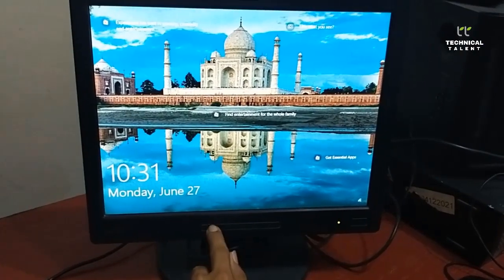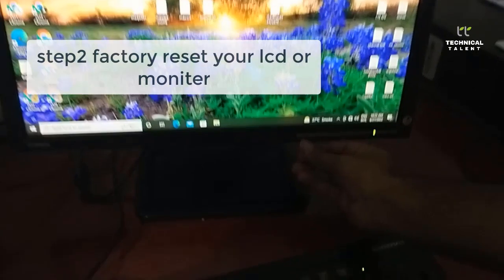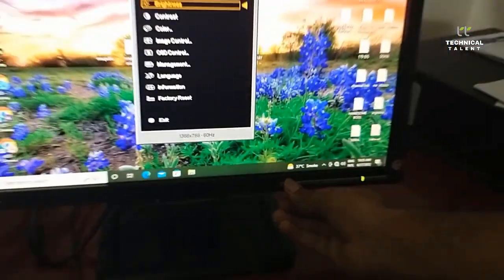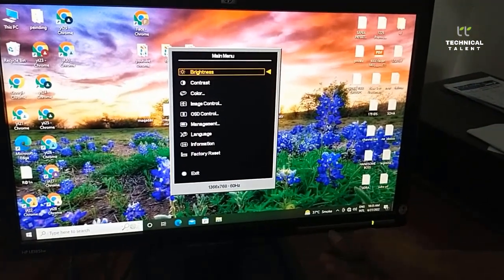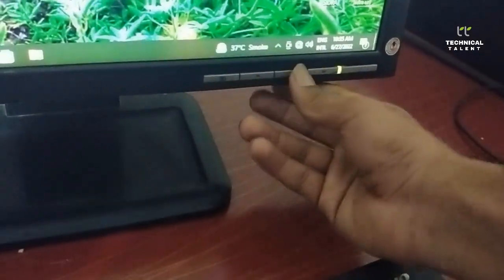Now check if the problem is solved. The next step is to factory reset the LCD or monitor. Follow me in the video on how to factory reset your LCD or monitor. This process can be different for different brands of LCDs and monitors, but by factory reset this problem will be solved 100%.